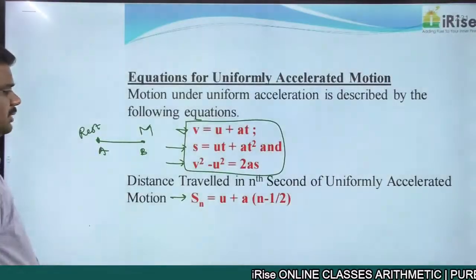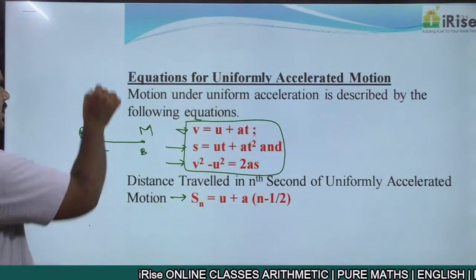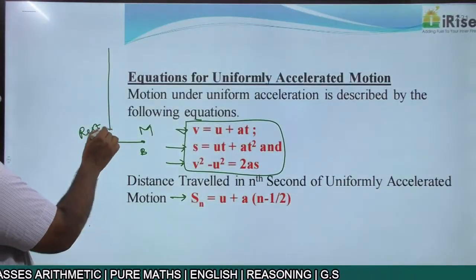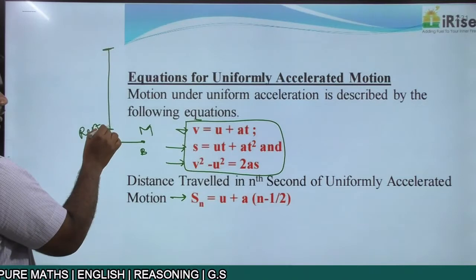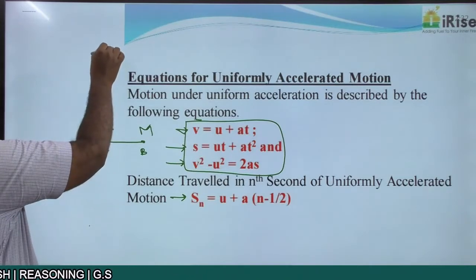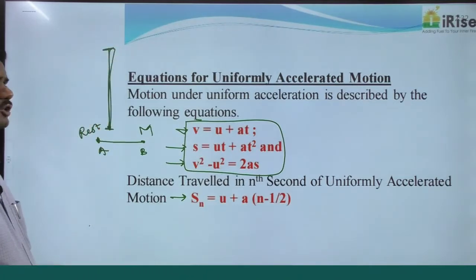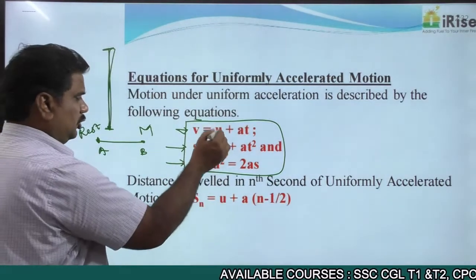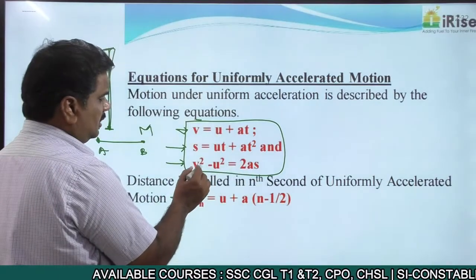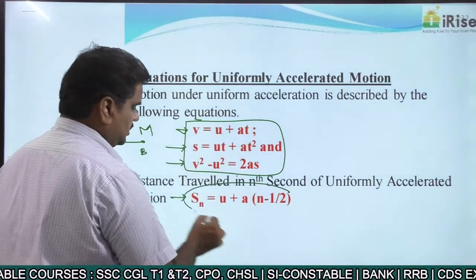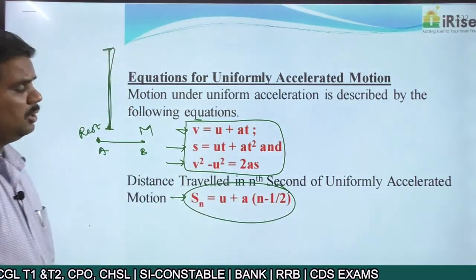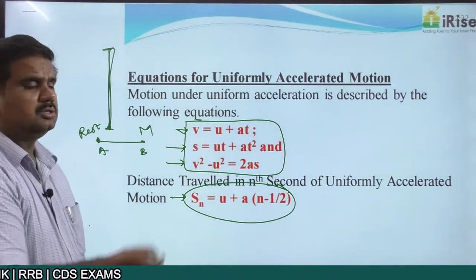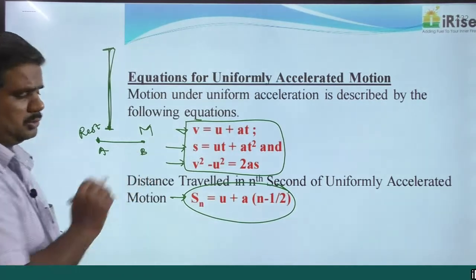At the same time, the object may be moving in a vertical plane like this. You are talking about an object which is moving from point A to point B, from this point to this point, and then again coming back. So for all the different types of motion, we use these equations. V equal to U plus AT, S equal to UT plus half AT square, V square minus U square equal to 2AS, and Sn equal to U plus A into N minus half. These are the four important equations of motion which we need to focus on.